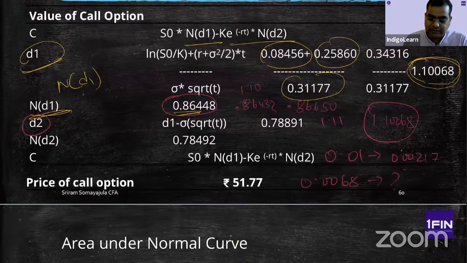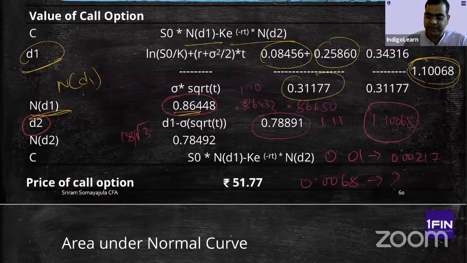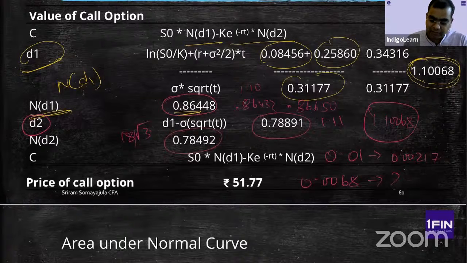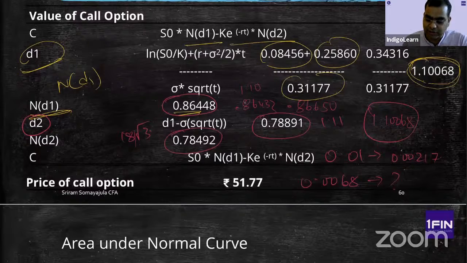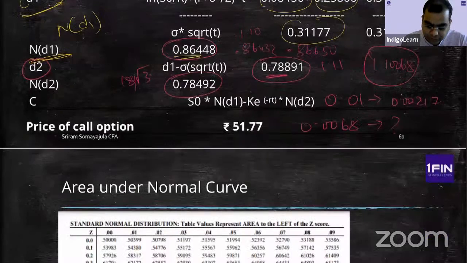Now what is D2? D2 is D1 minus sigma times the square root of T. So you again do sigma, which is 18%, into the square root of time. Time is 3 years. You do this, you'll get a value of 0.78891. And you again take the normal value for N(D2) at 0.78891. For that, you have to compute the area under the normal curve.